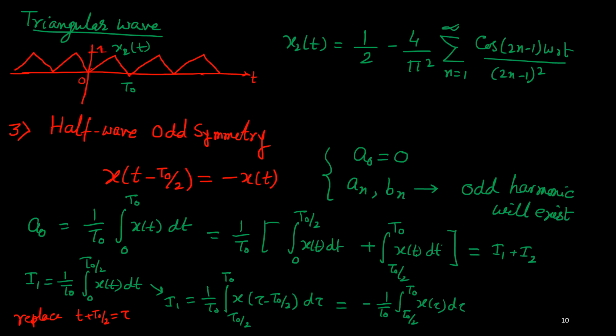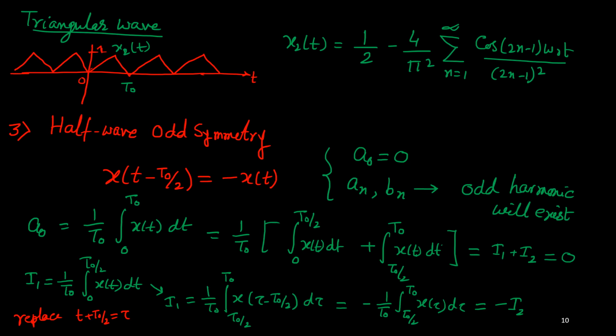Right? So this I1 and this I2, you see this is T naught by 2 to T naught, x of t dt, that area. It's the same, as tau is a dummy variable, but with a minus sign. So I can say that it is the same as I2 but with negative sign. So I1 plus I2 will become 0. They'll cancel. So A2 is becoming 0 because I1 and I2 have the same magnitude but opposite sign. They are cancelling. So it is true every time. Okay. So DC cannot exist.